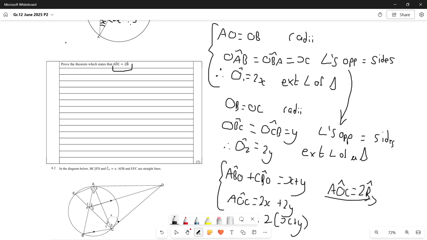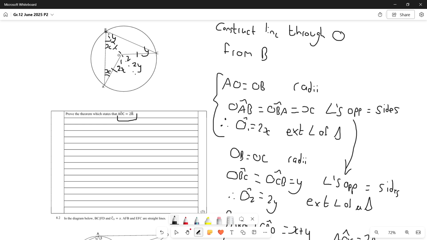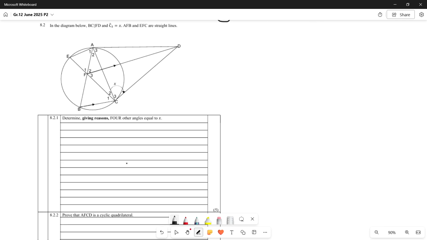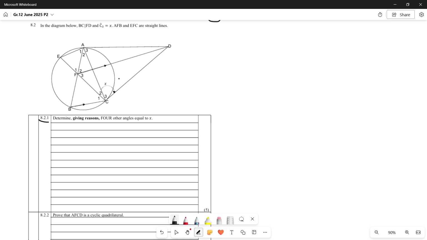And we have just proven that angle at center equals 2 times angle at circumference, earning ourselves 5 marks. Great. So 8.2: in the diagram below, BC is parallel to FD over there, okay? And C3, this guy over here, equals x, and then AFB and EFC are straight lines. So 8.2.1, determine, giving reasons, other angles that are equal to x. So 4 other angles that are equal to x.